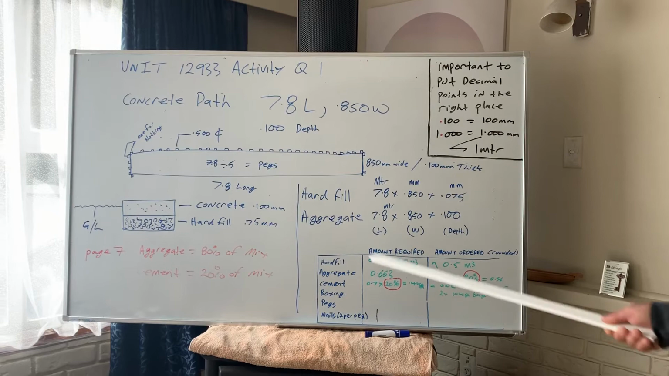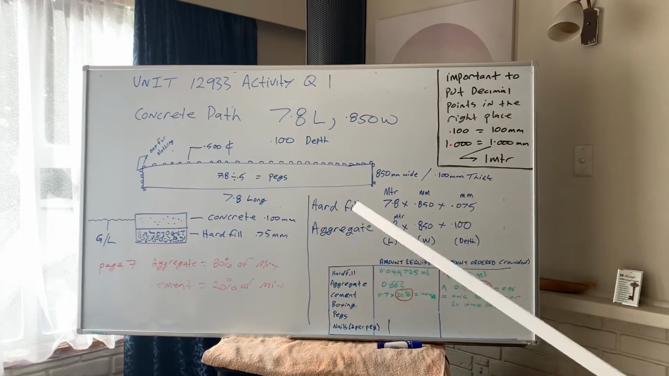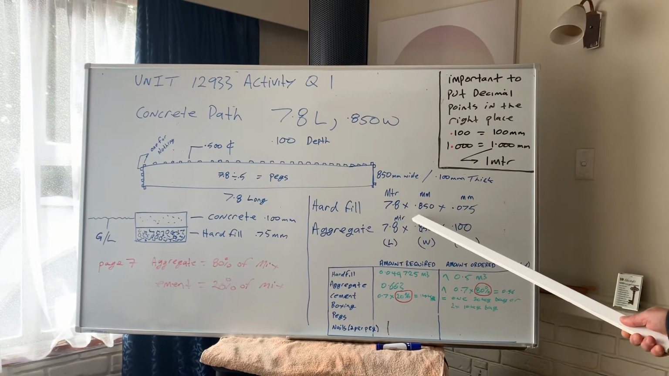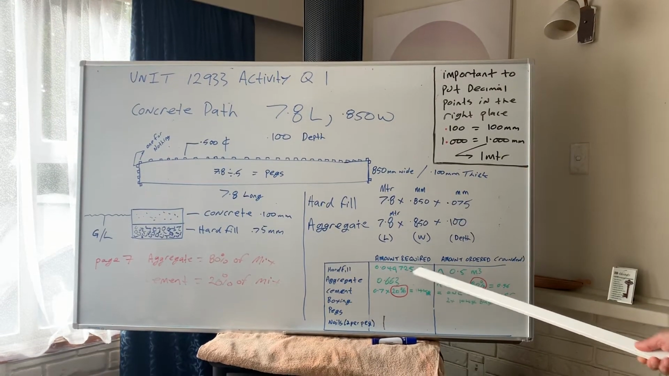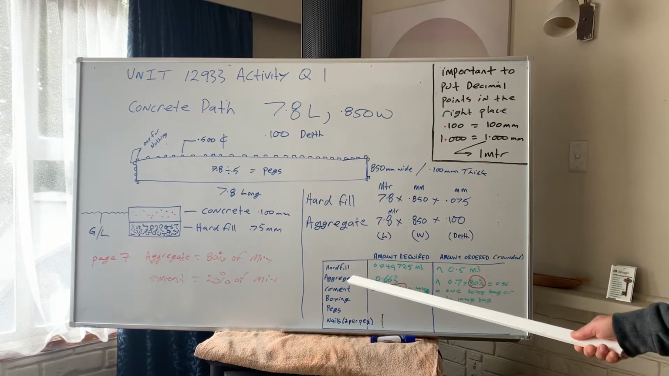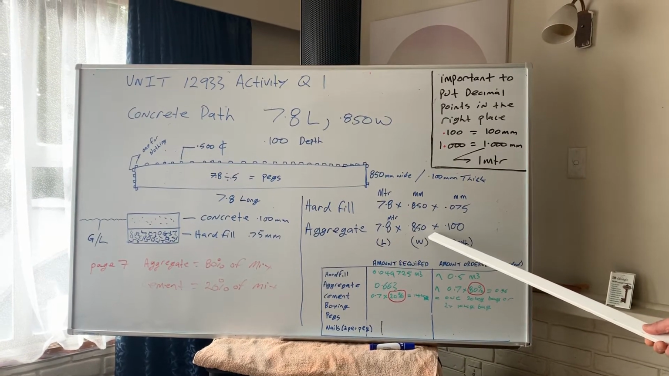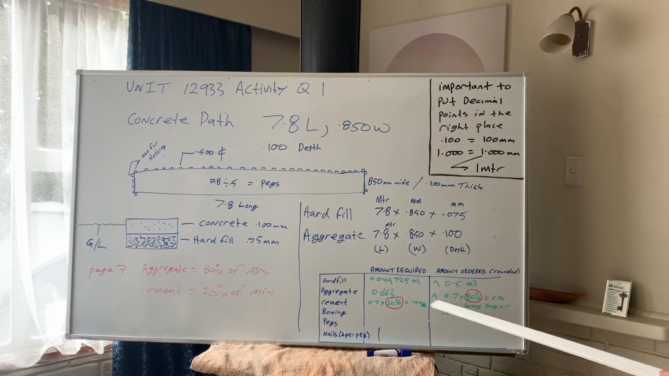I rounded it up, and you can either buy one 20 kilo bag or two 10 kilogram bags for this footpath. Okay, so let's go through that again. Hard fill, 7.8 times 0.850 times 0.075 equals that. I rounded up to 0.5. Aggregate, 7.8 times 0.850 times 0.100 came out to that. I rounded up to 0.7.